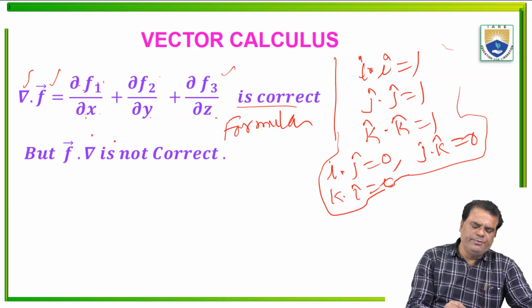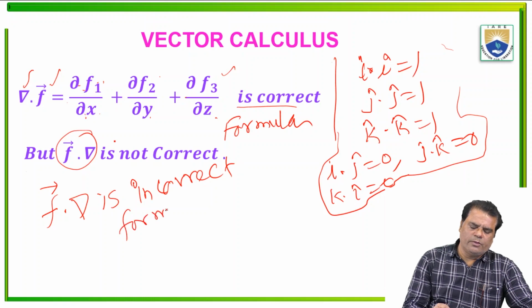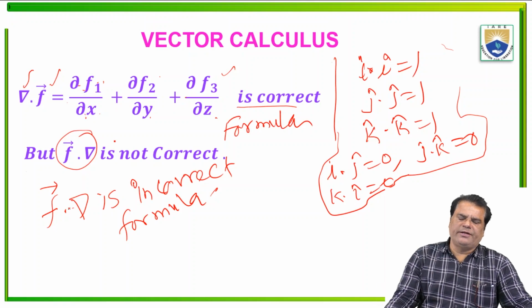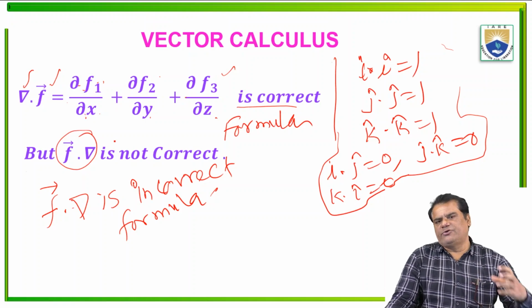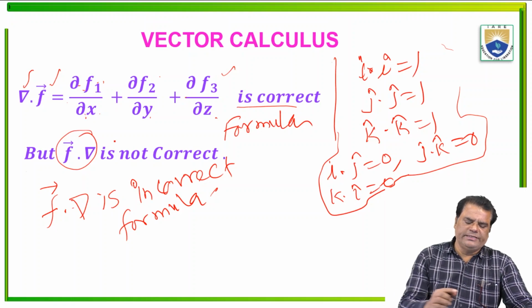But if we take the dot product of vector function f and del, then this is the wrong formula. This is an incorrect formula, because del is a differential operator. So del is taken first, then del differentiates the function with respect to x, with respect to y and with respect to z.